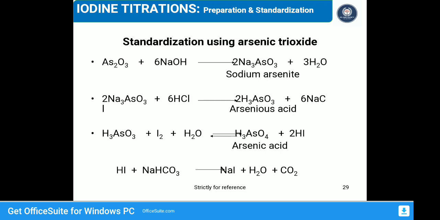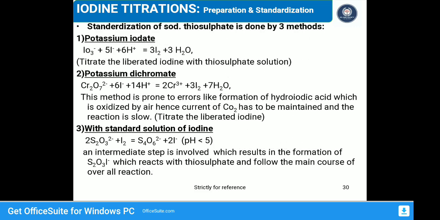The standardization with arsenic trioxide can be explained very well by using the reaction which we are showing on the screen. Now, standardization of sodium thiosulfate is done by three methods: by using potassium iodate, by using potassium dichromate, and by using standard solution of iodine.